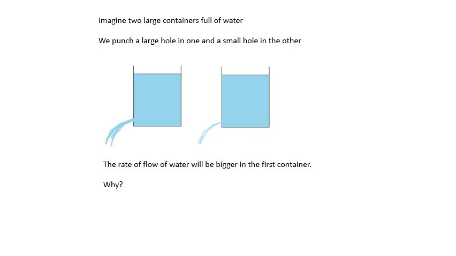If you like, that hole has a smaller resistance, so the current, the rate of flow of water, will be bigger. The smaller hole has a larger resistance. It's harder for the water to come out, so the current will be smaller. So you get the idea, the relationship between resistance and current. If the resistance is big, the current is small. If the resistance is small, the current is big.